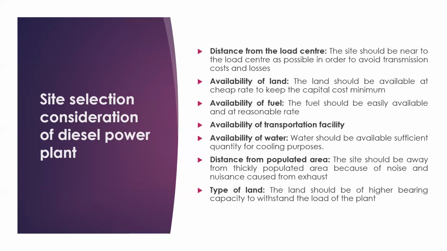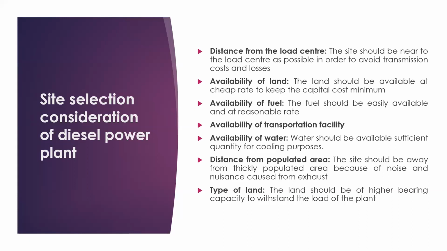Then the availability of land, because the land which we require should be cheap in cost. In the case of your thermal power plant or hydroelectric power plant, that is located in a remote place, and because of that the cost will be very less. But in this case, the diesel power plant we are keeping near to the load center, maybe near to the town. That is why inside Bangalore also we have one diesel power plant, Yelahanka. So the availability of land means that wherever the land which we are choosing, the cost also we have to think about. The availability of fuel, because the fuel should be easily available and at a reasonable rate.